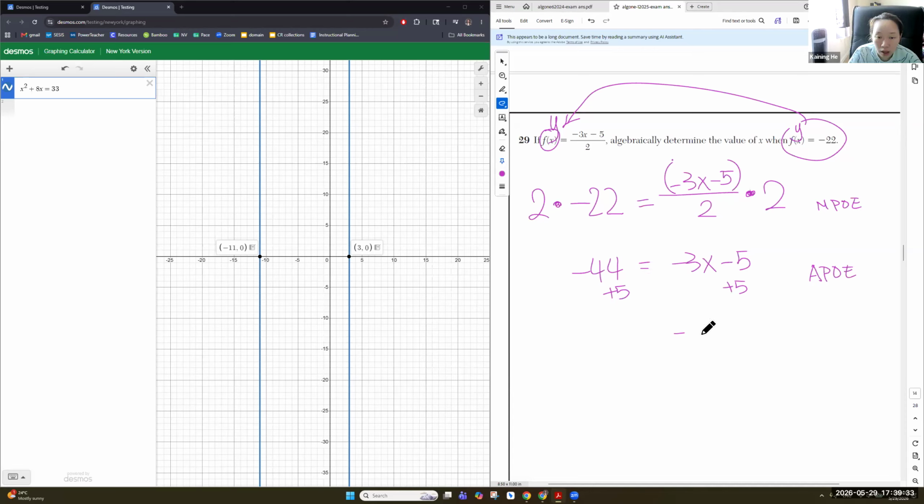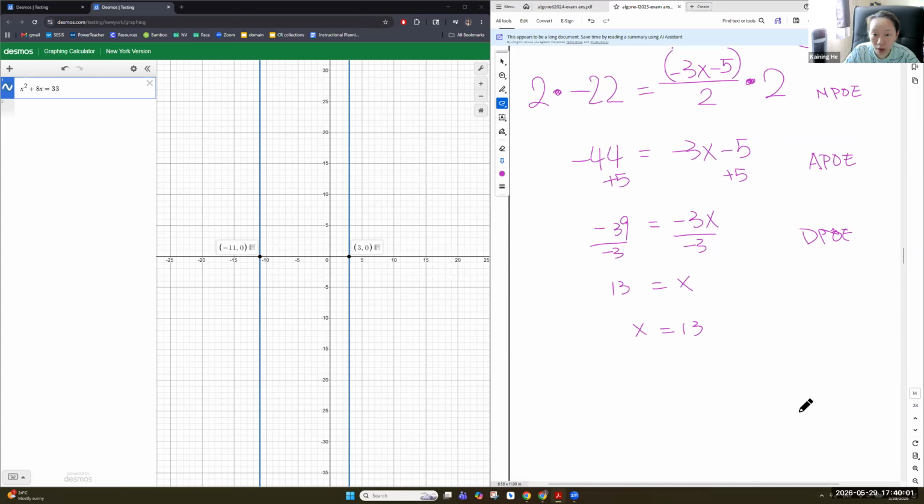And then you have negative 3x stays on the right, and then I have negative 39. And then the division property of equality. Just like normal, divide by negative 3, negative 3, and now you have your x on the right side. That turned into a 13. But as a very good mathematician, I always like to put my x on the left side. You don't necessarily need to do it, but it's a very good habit to practice. All right, that's it. That's how you get the 2 points in there.